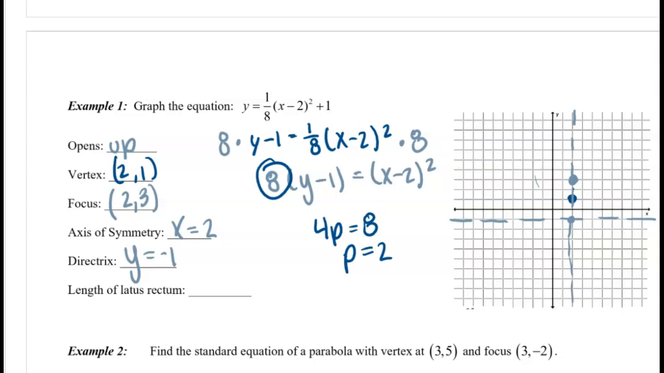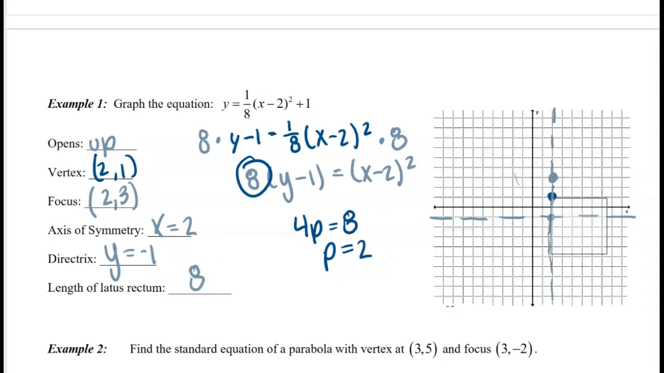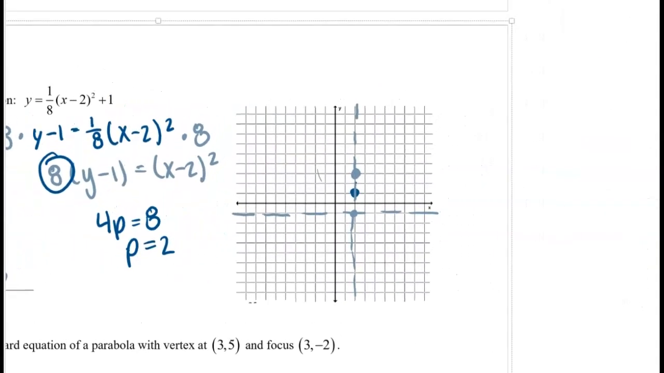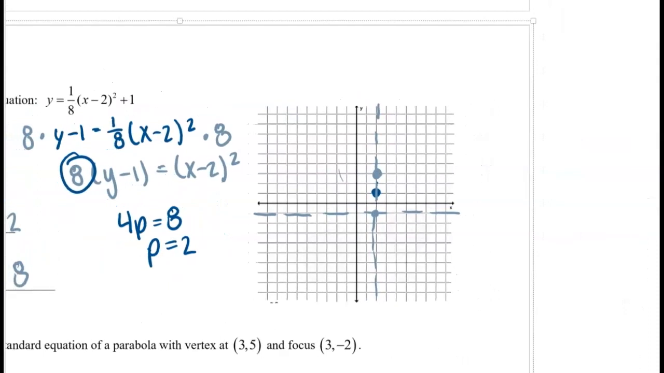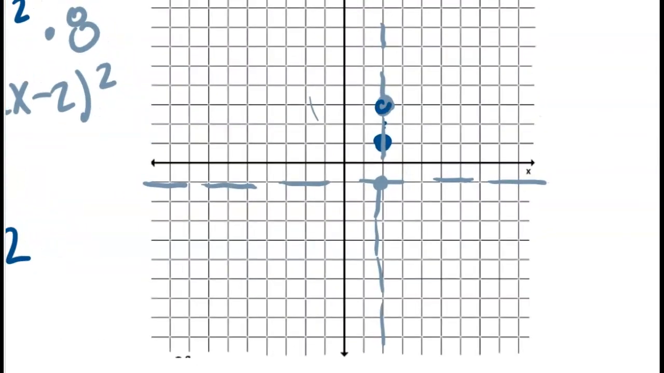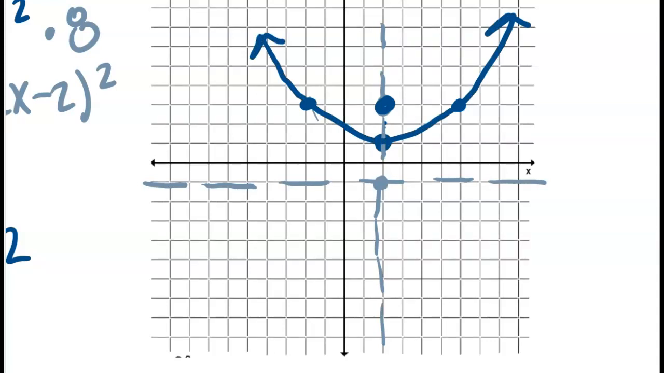Now 8 is the length of my latus rectum. 4p is 8, so the length of that is 8. Now how does that help me? Again, this is going to give us more points on our parabola. From my focus point to points on my parabola, it's a distance of 8. So I need 4 on each side, which will give me my parabola here.